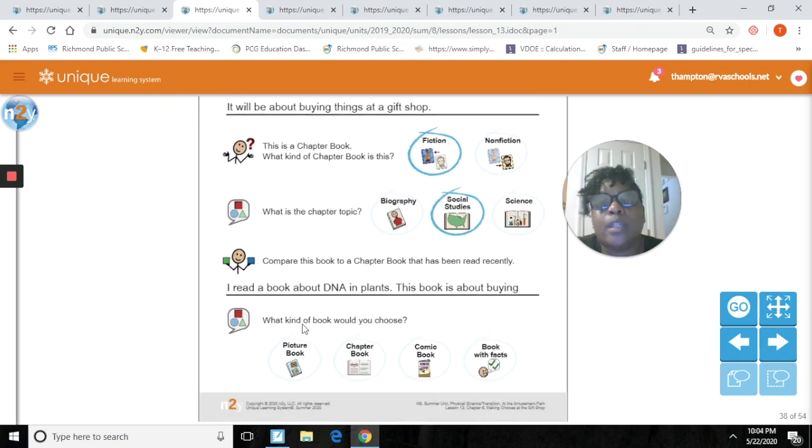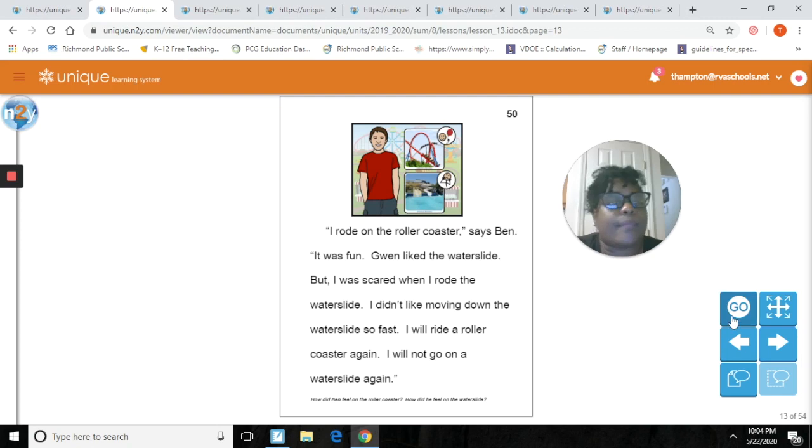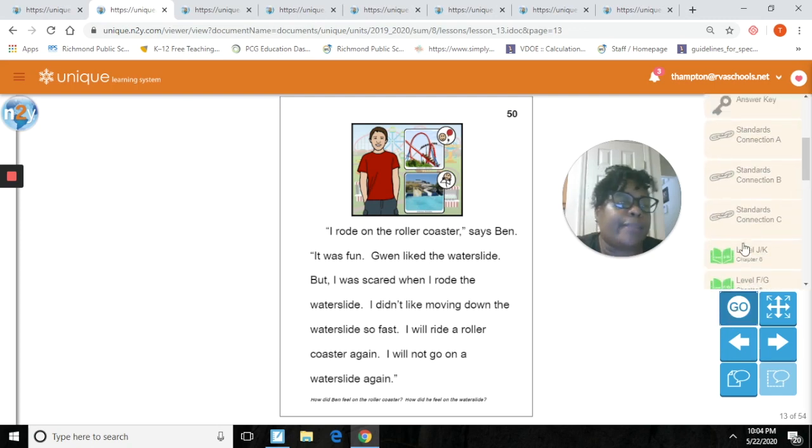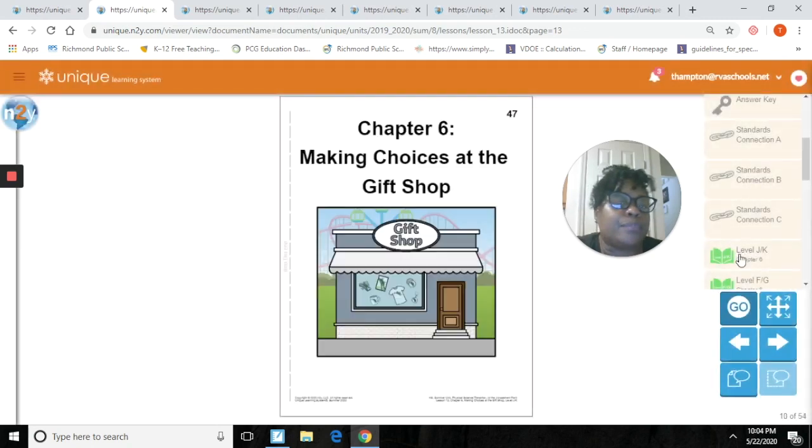It says, what kind of book would you choose? A picture book, a chapter book, a comic book, or a book with facts? Well, in this case, I would choose a chapter book because I like chapter books. Okay? Now you pick what you like. All right? So let's move on. Let's get ready to read our story. Now I want you to listen carefully because you will be answering some questions at the end of the story. Okay?